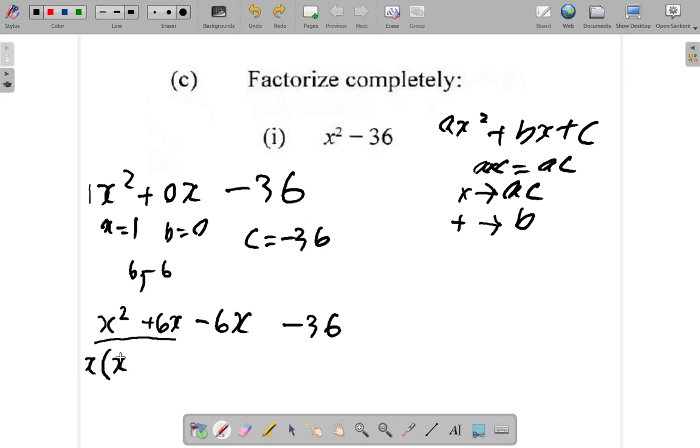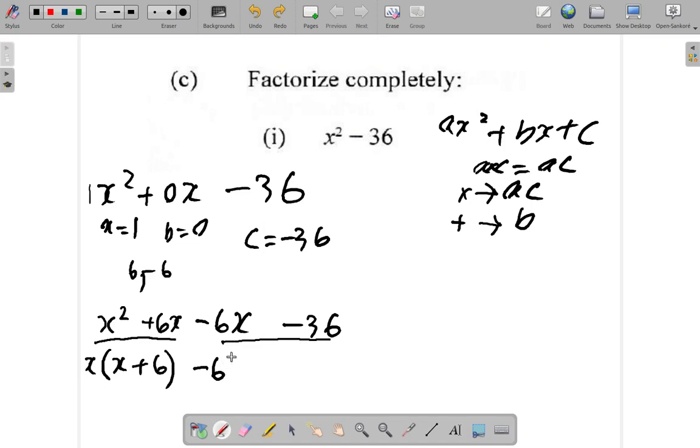We say x plus 6 inside the bracket. Alright, x into x squared goes x, x into 6x goes 6 times. In other words, x multiplied by x gives you this x squared up here. X multiplied by 6 will give you the 6x up here. Then we factorize this part of the expression. The common factor here is negative 6.